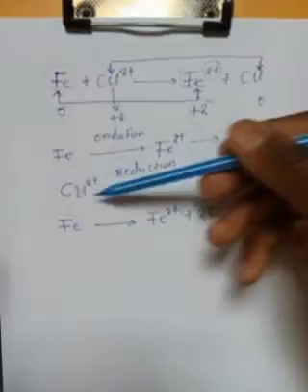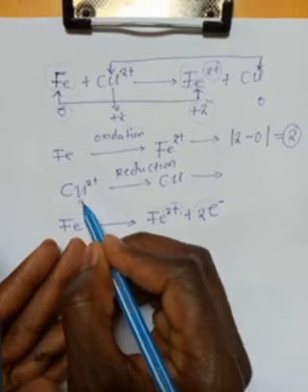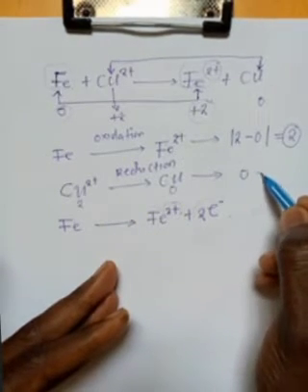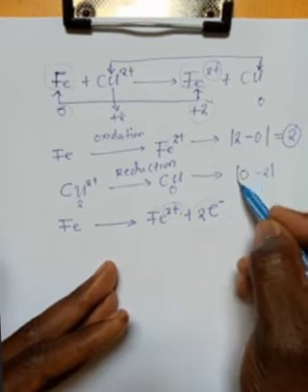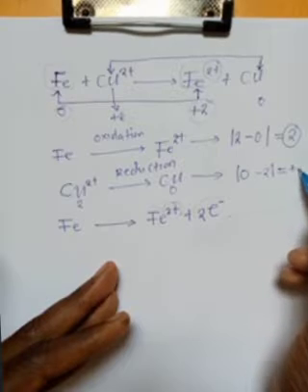You do likewise to this one. You need to find the difference between the oxidation numbers. For this one it is 2, that one is 0. So you're going to say 0 minus 2, and you put everything inside the modulus. You're going to get plus 2.